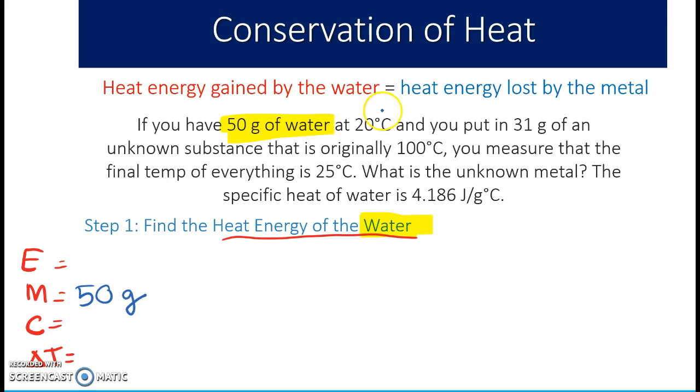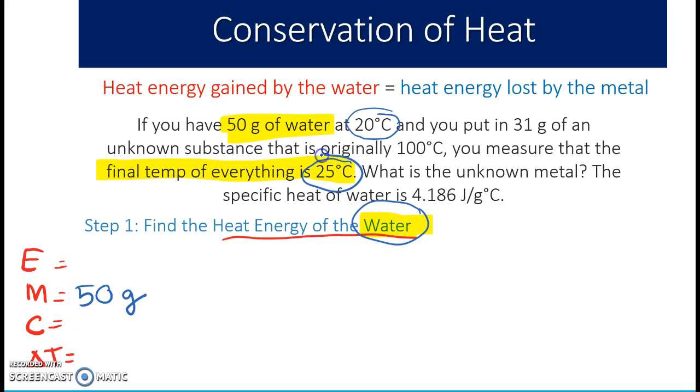I'm told that the water is initially at 20 degrees Celsius. I keep reading. I'm told that I have 31 grams of an unknown substance. That substance is not water, so I don't need to worry about that number yet. I'm told that this unknown substance is at 100 degrees Celsius. Again, that doesn't apply to this first part of the problem because I'm just picking out variables that apply to water. I am told that the final temperature of everything is 25 degrees Celsius, so that includes both the water and the unknown substance will have that final temperature.